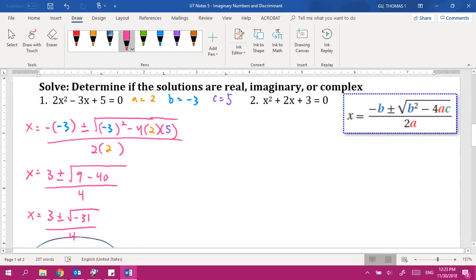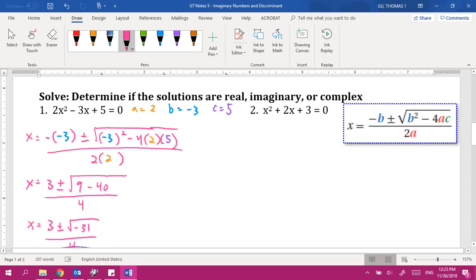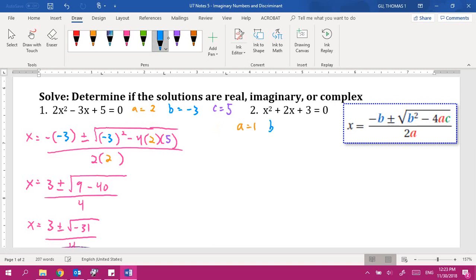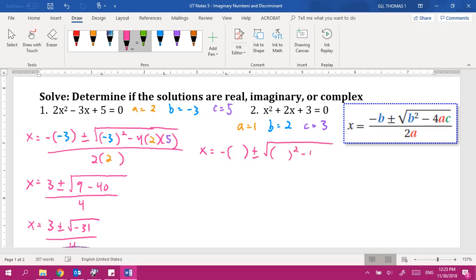Number 2. Is it already in the form that we want it to be in? Yes, it is. So let's just find A, B, and C. What's A? 1. A equals 1, right? What's B? 2. And C? 3. Very good. I'm going to write the formula out. X equals negative B plus or minus square root of B squared minus 4 times A times C over 2A.